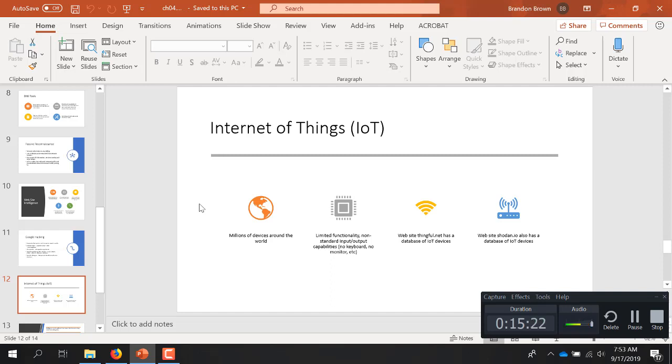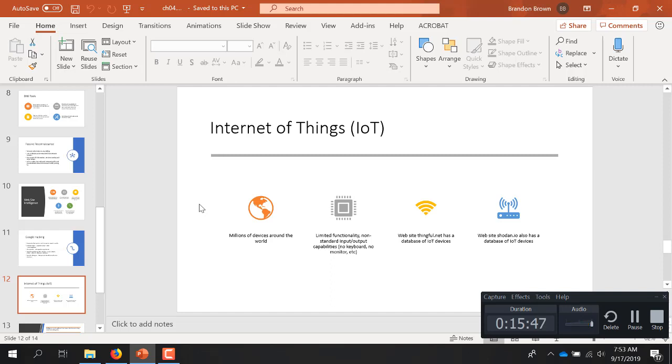This is getting better, and in particular, we're seeing states such as California starting to pass laws requiring these manufacturers to put security controls in them, such as a password and the requirement, I should say, to change passwords on devices at their first startup out of the box.